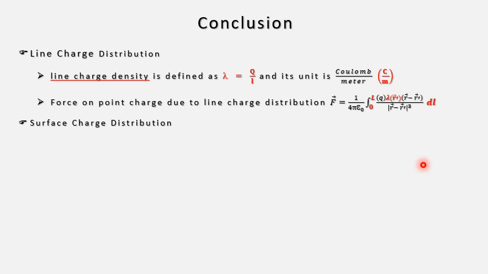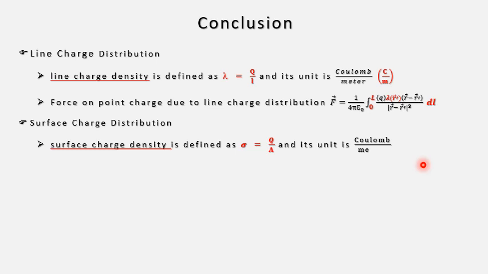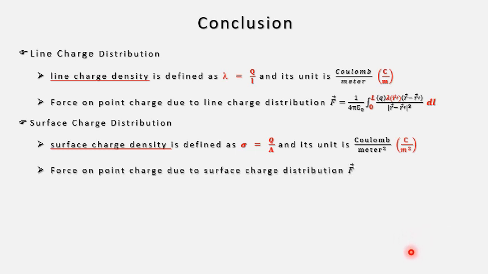Very similar is the third case, volume charge distribution. First find the volume charge density, rho, which is Q by V, and the unit is Coulomb per meter cube. The force on a point charge due to volume charge distribution is again very similar to the other two, except the integration is now over volume. dV is the integrating term, and we have the volume charge density here.